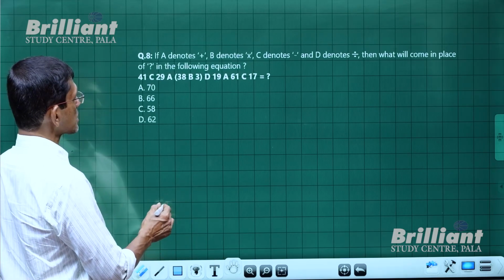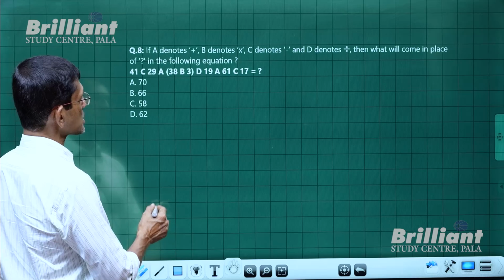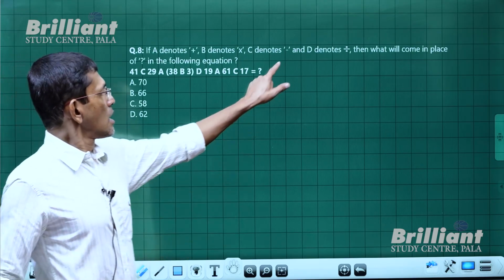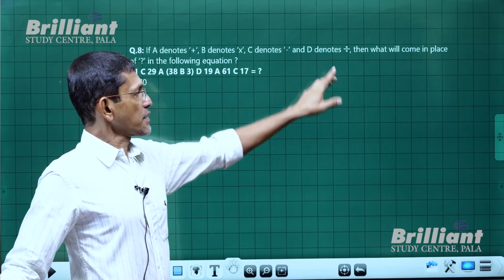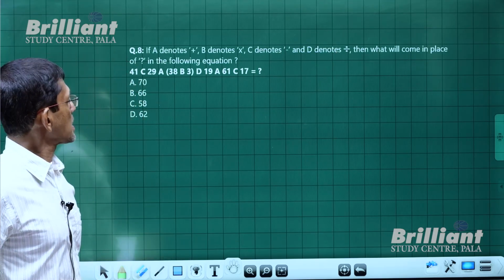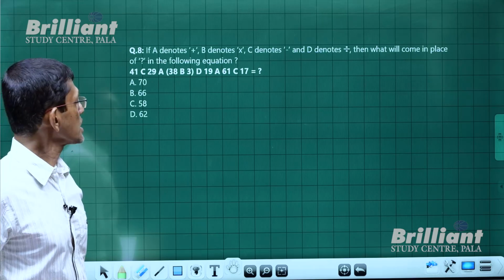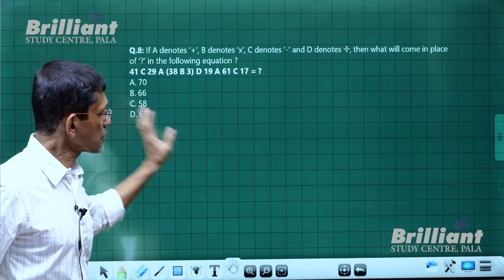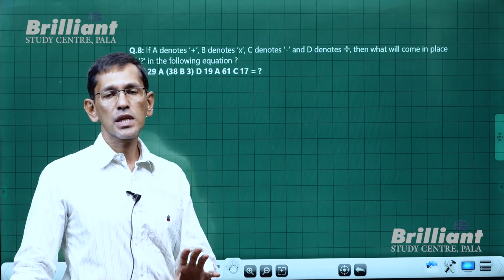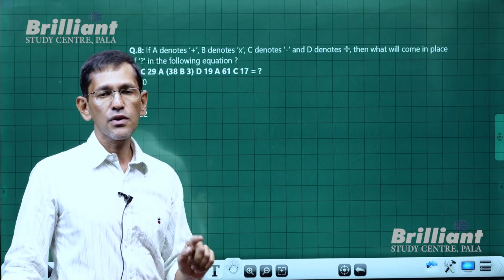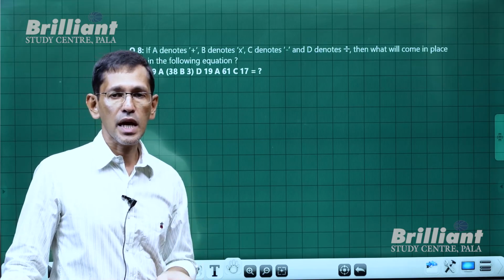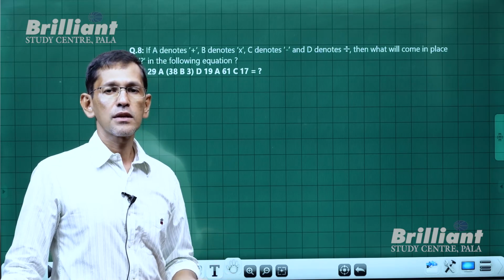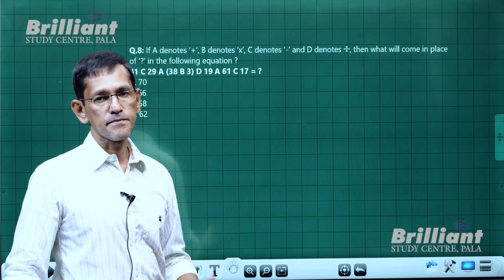If A denotes plus, B denotes multiplication, C denotes minus, and D denotes divided by, then what will come in the place of 41 C 29 A etc.? Take a quick look at this question. Spend 20 seconds. Pause this video, spend 20 seconds, and try to get the answer. Once you get the answer, or after 20 seconds, you can start playing the video again.